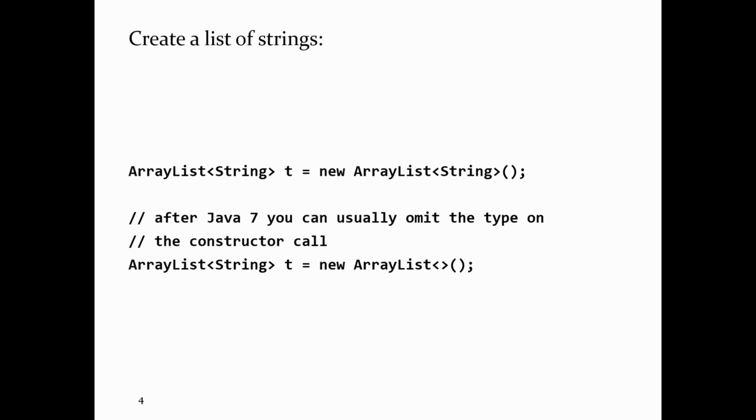So here t is an ArrayList of string, and on the right-hand side, you can simply write new ArrayList, angled brackets, round brackets. Remember, this is a constructor call right there. So to call the constructor, you need the round brackets after the name of the constructor.